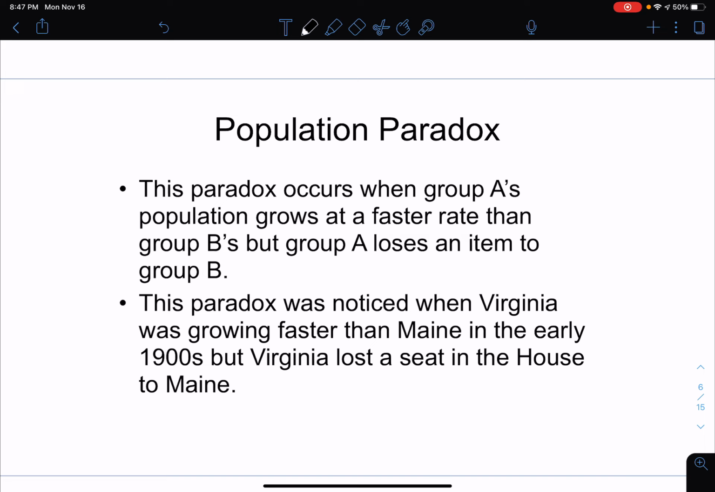If Group A is growing at a faster rate, if anything, they should either stay the same or gain more representation because they're growing fast. But in the population paradox, even though Group A's population is growing faster than Group B's, somehow Group A loses an item to Group B. It makes no sense.